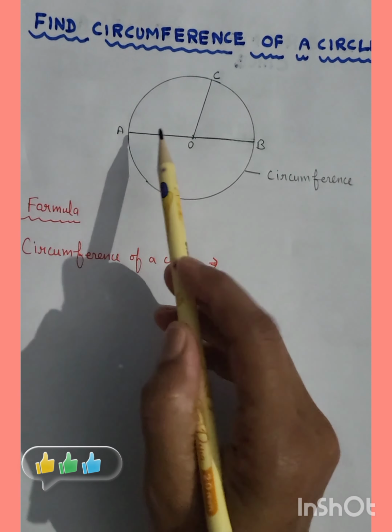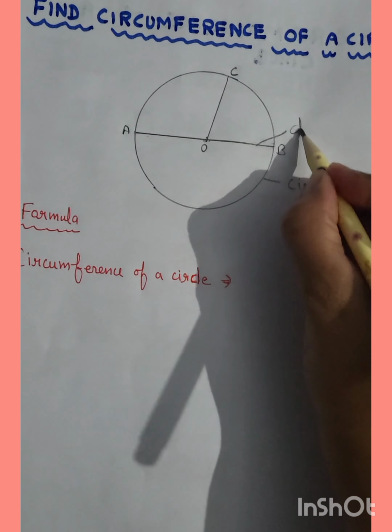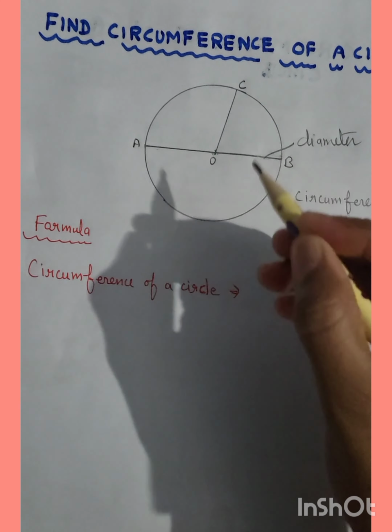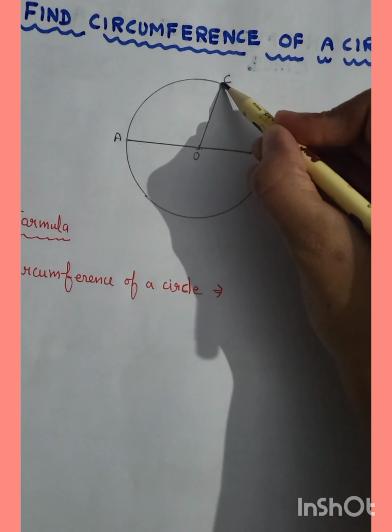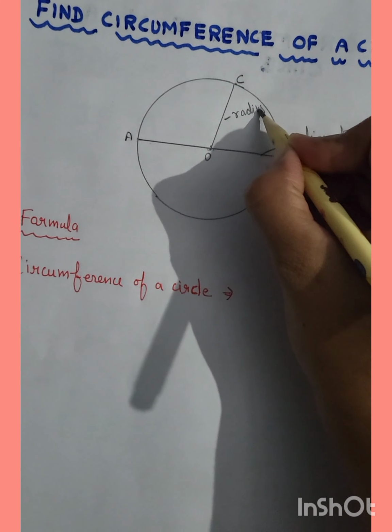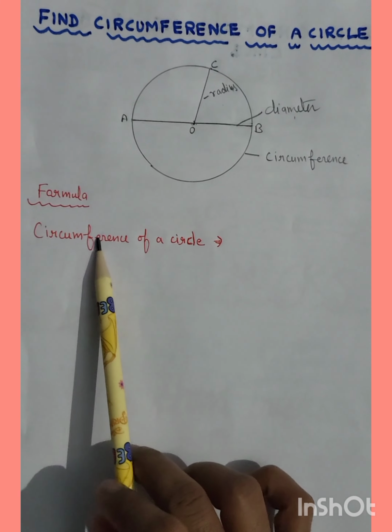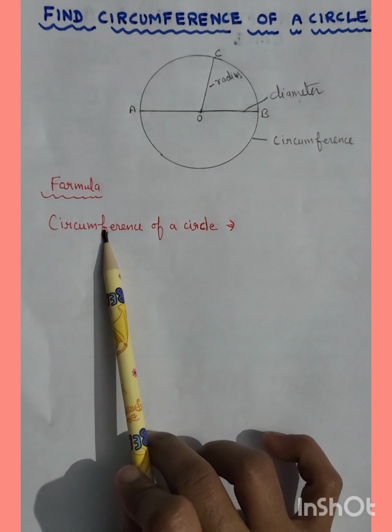Okay, now a line passing through the center is called the diameter. And the distance from the center to the circumference is called the radius. Okay, if you know the radius or diameter, you are able to find out the circumference of a circle.